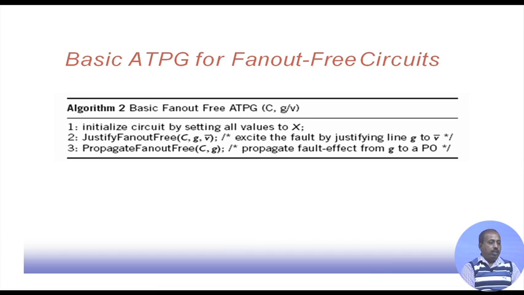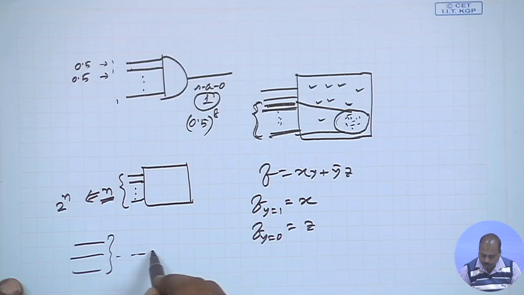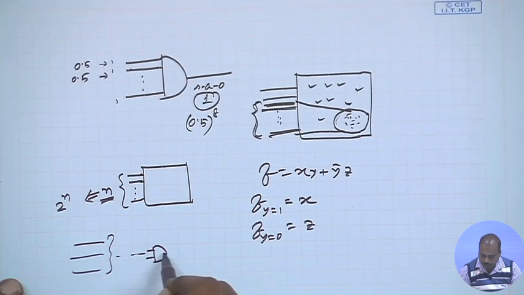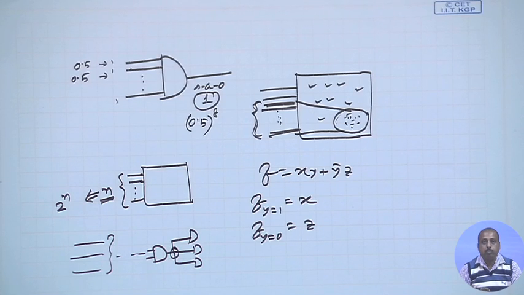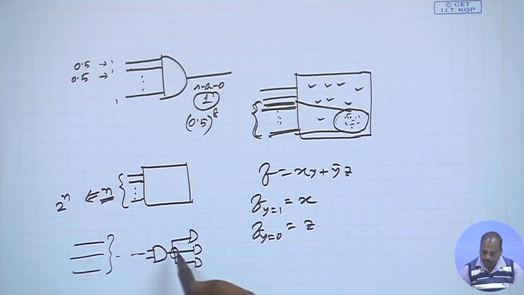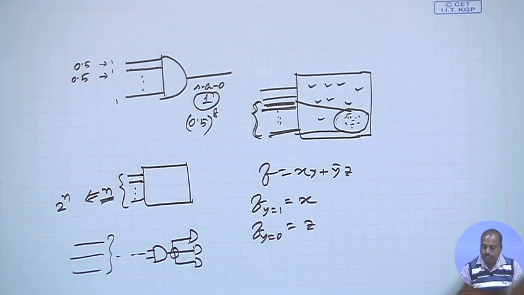Now, if you do not have any fan out in your circuit, then this can be a basic ATPG. Fan out means branching. Suppose I have some circuit here, these are the primary inputs, and after some time there is a gate, and this gate output goes to several places. We say that this is a fan out point. If this type of situation is not there, then what you get essentially is a tree type of circuit.